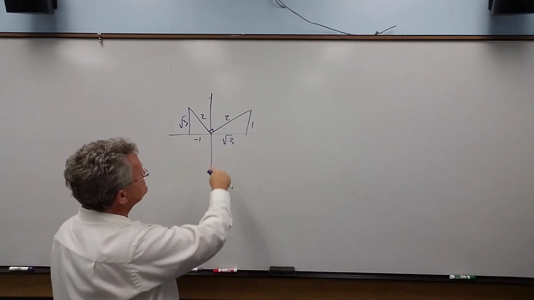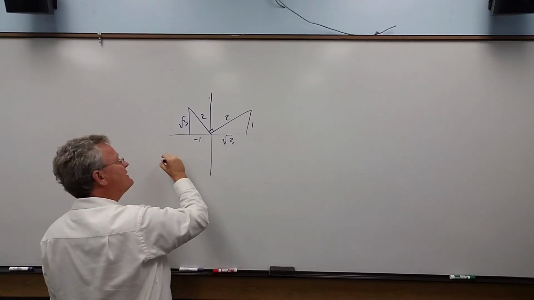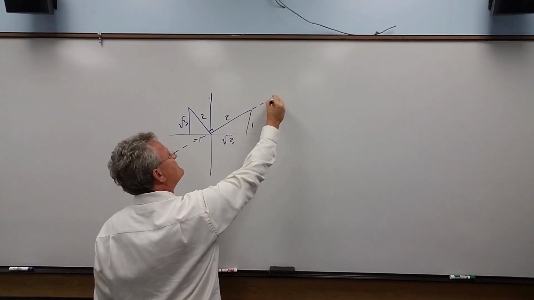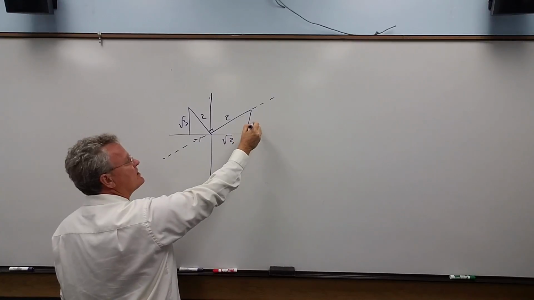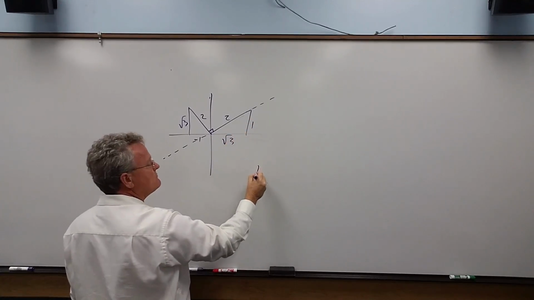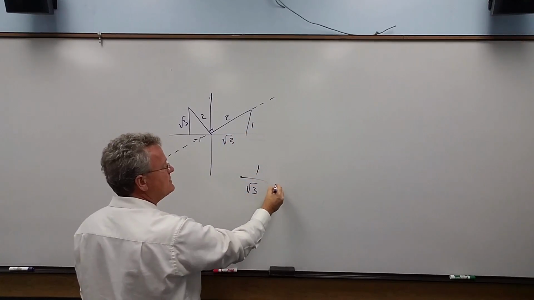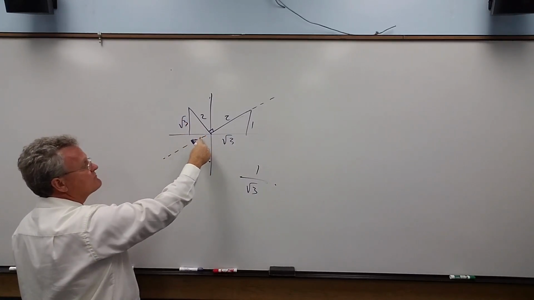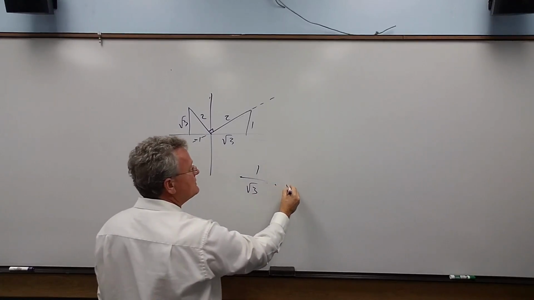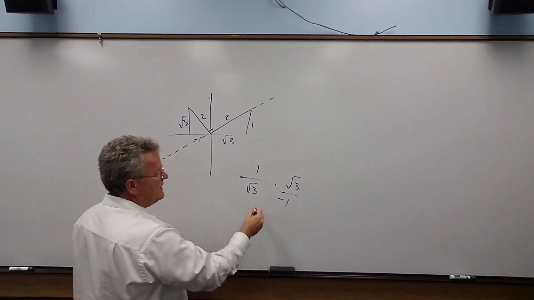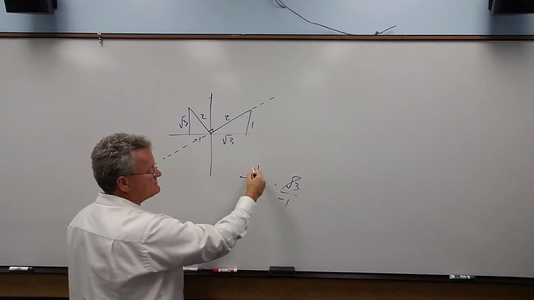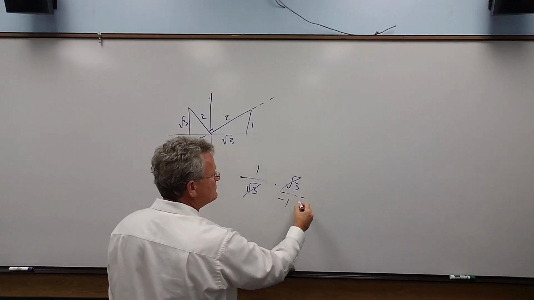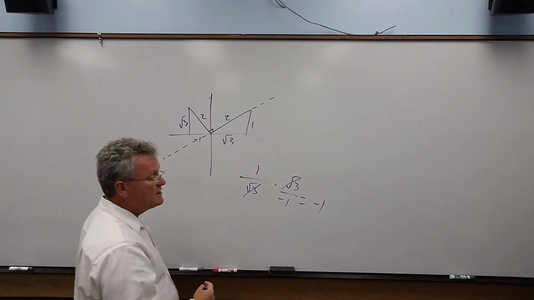And what is the slope of this line right here? The slope is rise over run, 1 over root 3. What is the slope of this line? Rise over run, root 3 over -1. And again, the root 3's cancel and you get 1 over -1, which is -1.